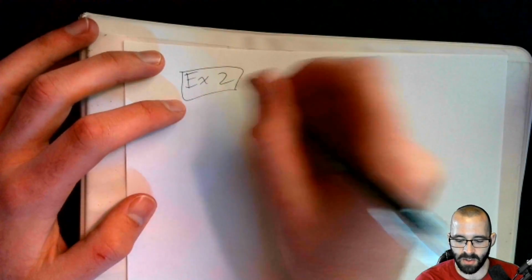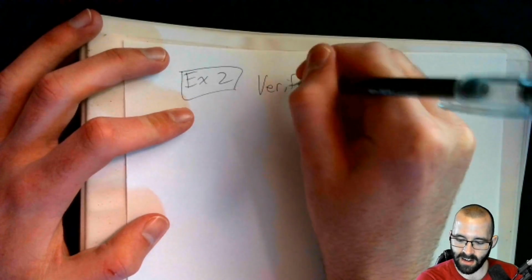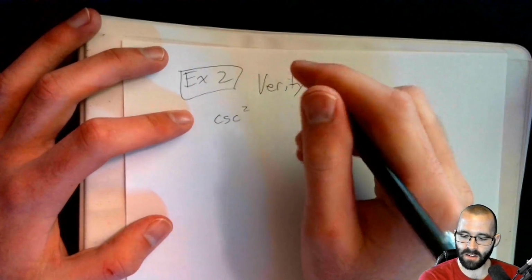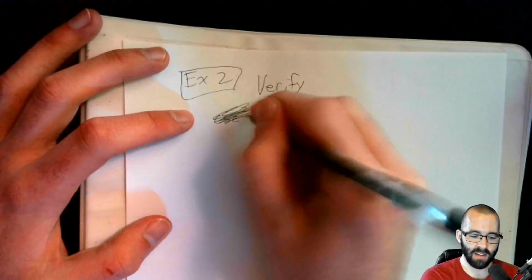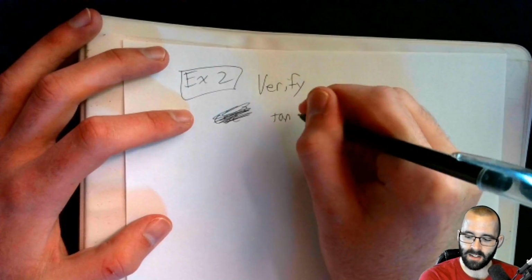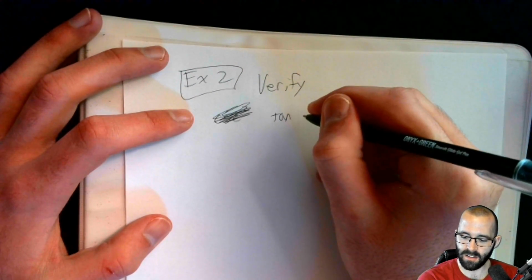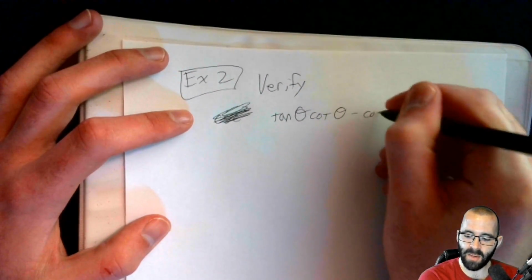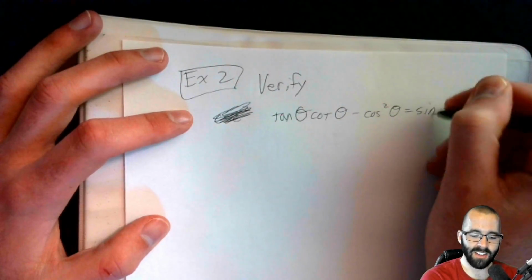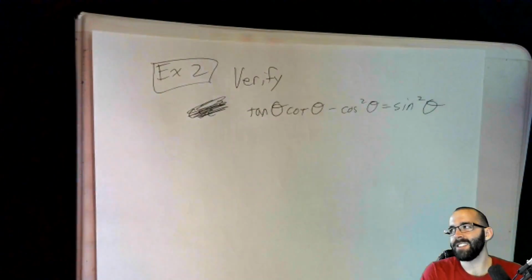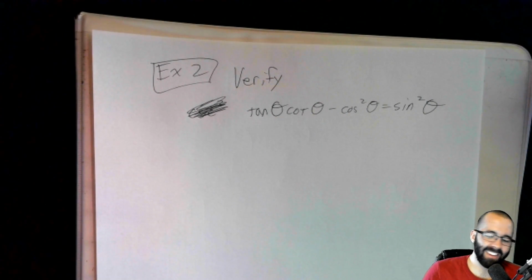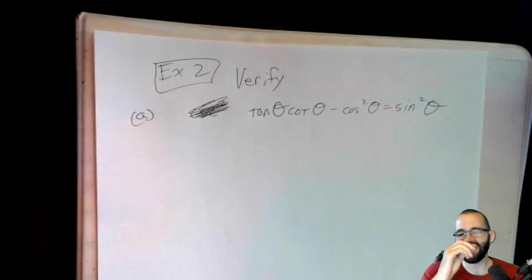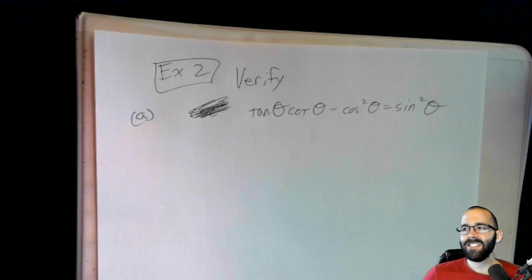Okay? So example 2 is going to be verify. Tangent of theta times the cotangent of theta minus the cosine squared of theta equals sine squared of theta. I mean, all these are kind of weird problems actually. This is from the book, which I think is absolutely ridiculous. We're gonna do part A and B because these are stupid. This is not 9.4 at all.